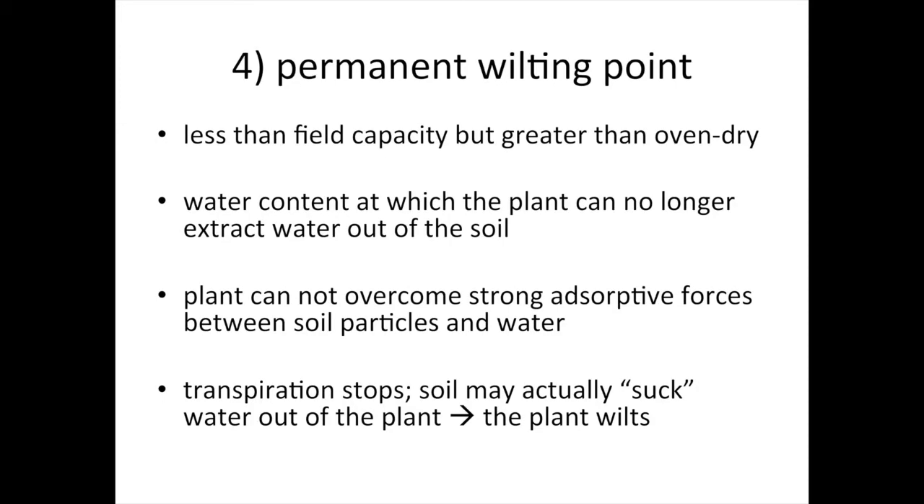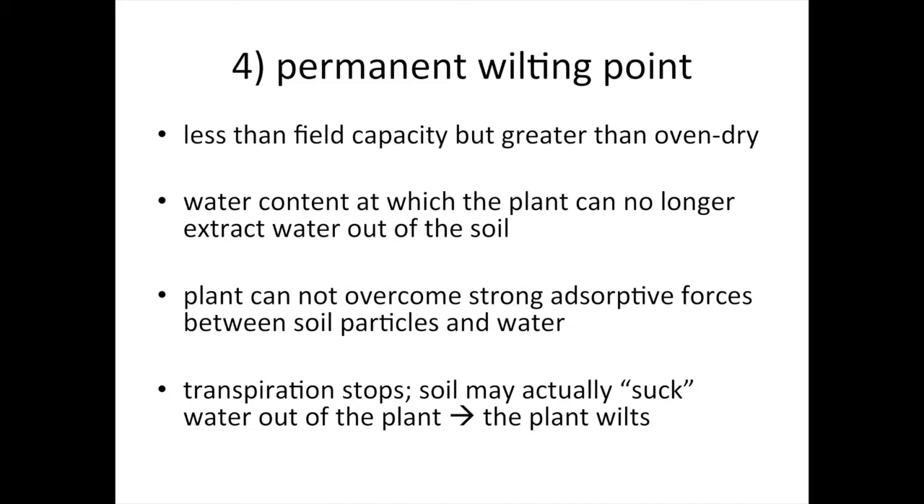And finally, wilting point, or permanent wilting point, it's called sometimes, is a water content which is less than field capacity but greater than oven dry. So basically this is the driest the soil will ever get in the field. And it's the water content of the soil at which the plant can no longer extract water out of the soil. So the soil is dry, there's very strong forces between the soil particles and the water that the plant can't overcome. And so transpiration effectively stops, and it may actually be a reverse situation.